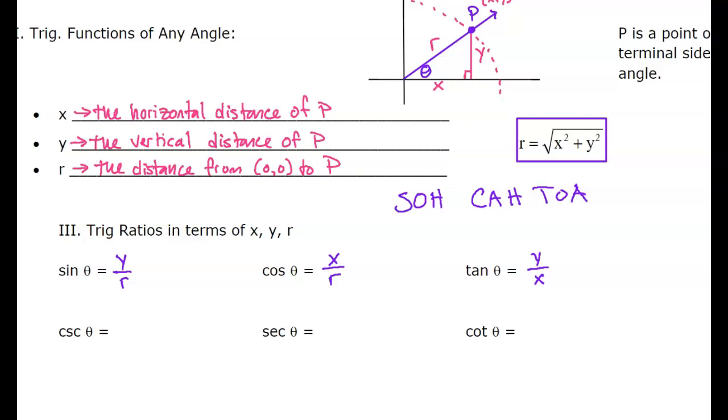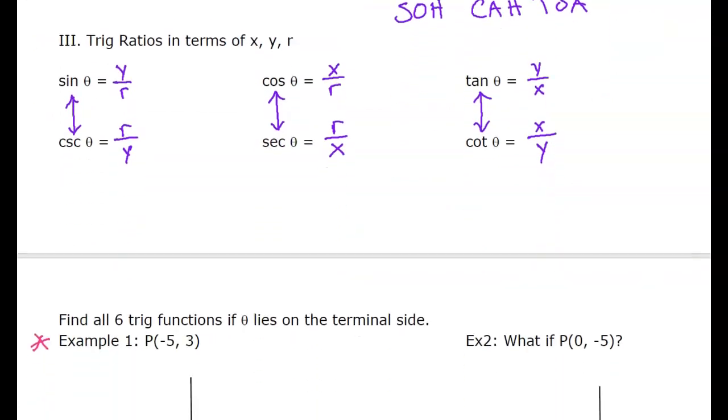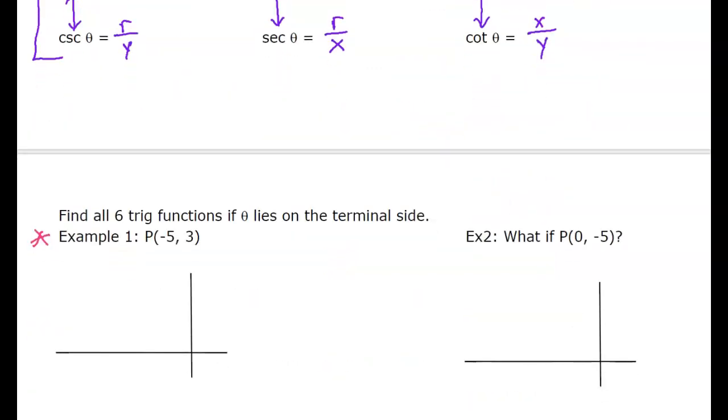Cosecant, secant, and cotangent, the other three, are just the reciprocal functions. We take sine and reciprocate it to get cosecant, take cosine and find the reciprocal to get secant, and take tangent and reciprocate it to get cotangent. Again, it's not really necessary to memorize these, but they are sometimes useful in helping you solve for an example.